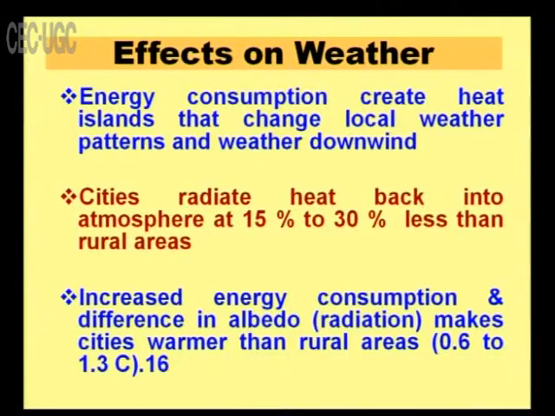That means they produce more energy, they consume more energy, and they are radiating less energy, and therefore, what is the result? The temperature is somewhat higher. See, the increased energy consumption and the difference in albedo, the radiation, makes cities warmer than the rural areas, that is 0.6 to 1.3 degrees centigrade, and therefore these cities are generally warmer than the rural backgrounds.